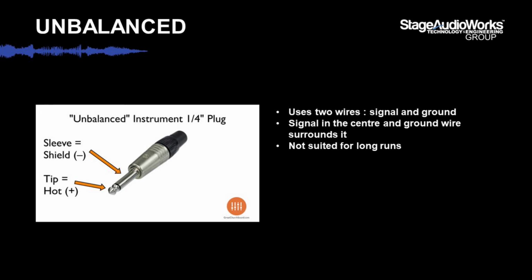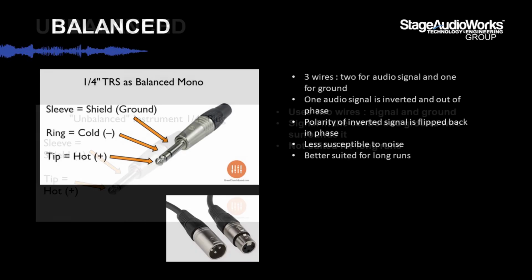The reason we should use unbalanced cables for instruments such as guitar and keyboard is that these sources produce a loud signal, so all the interference the cable picks up is often barely noticeable. And this is contrary to what would happen with the signal of a microphone. So let's move on to balanced cables.